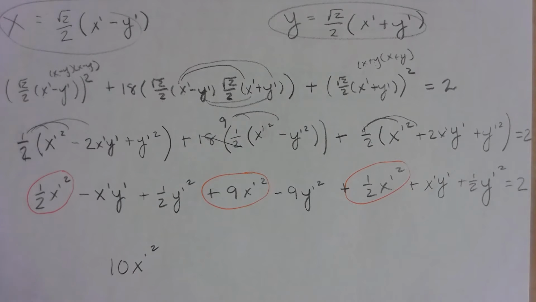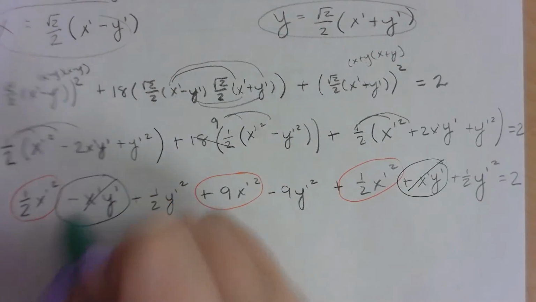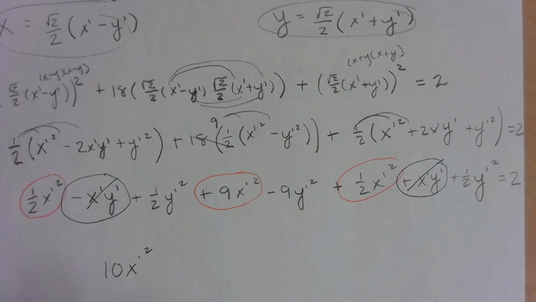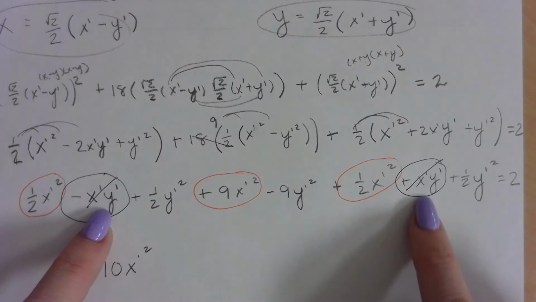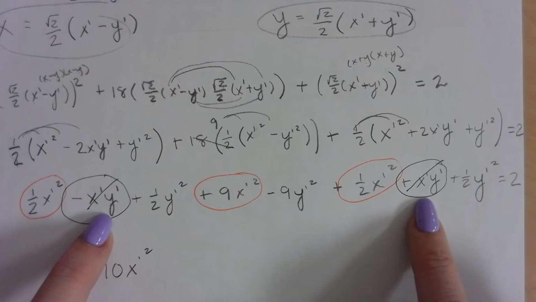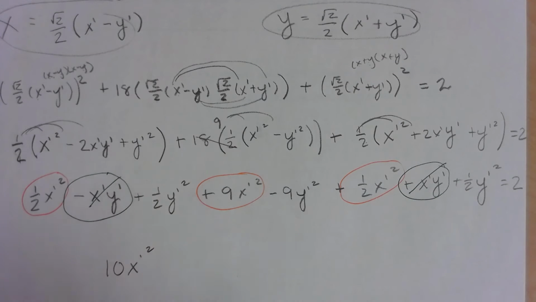Then we have negative xy plus xy, so those will cancel. Now, let's think about this for a second. The whole purpose of doing all of this crazy algebra is so that the xy goes away. So if this doesn't happen, you messed up and you need to go back and fix your algebra. Okay, so if this doesn't cross out, then your algebra got messed up somewhere and you need to go figure that out. That was the whole reason we did all of this crazy math.